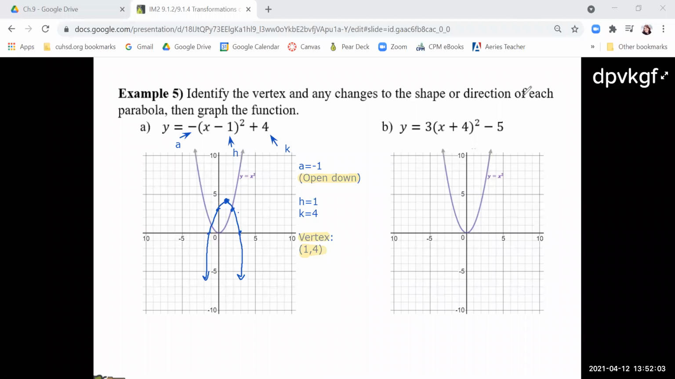All right, so now let's look at part B. So we have different numbers here. We have our A is 3, our H is going to be -4, and our K is -5. So let's list those. So we have A equals 3, and that tells us that we'll have 3 times as steep. So super steep by a factor of 3.